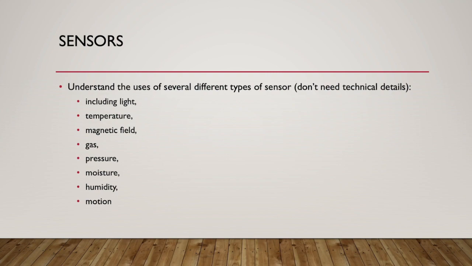So, apart from the questions on the uses of each sensor, it might also ask you to explain how a sensor is used in a scenario. This is a really common question. And it's always 4 or 5 marks, and it's always exactly the same, okay? For example, it will say something like, let me just find this on my slides.